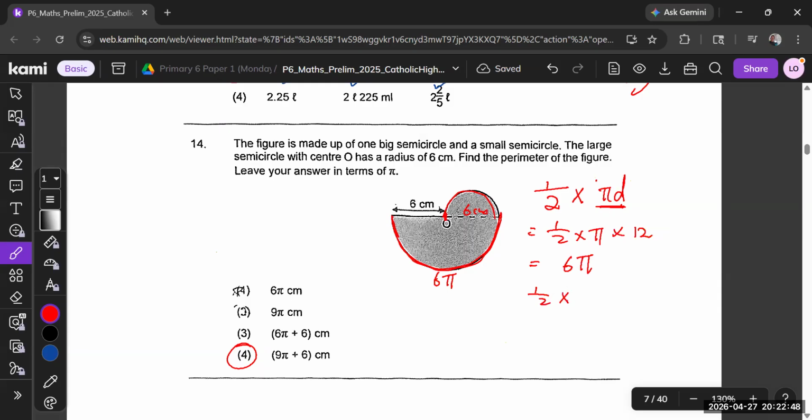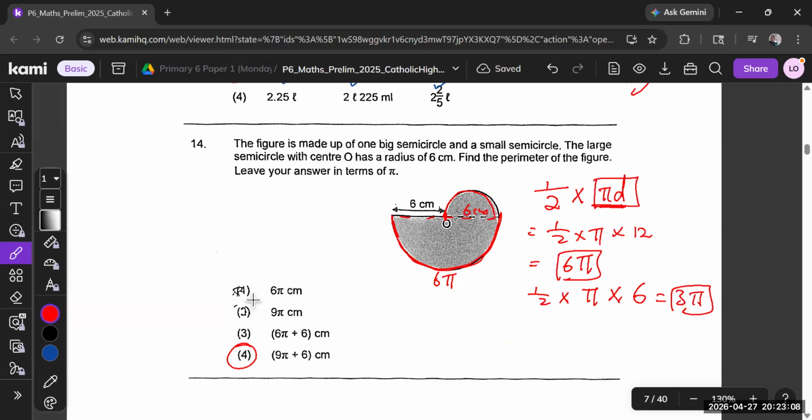Half times pi d again. So what's your pi? Pi is still pi. Diameter is now 6. Diameter is the line that cuts the circle into half. That's called your diameter. Then you have 3 pi. And then some of you are careless.